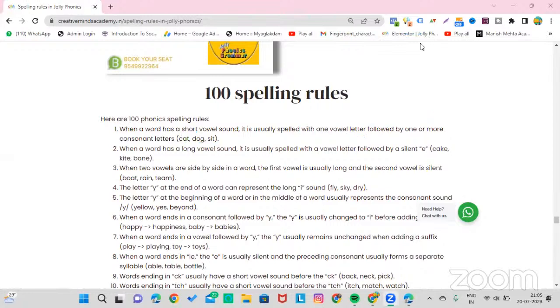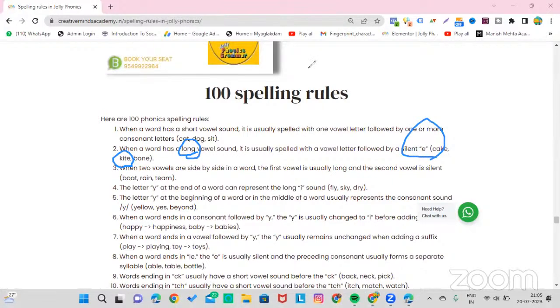When a word has a long vowel sound, it is usually spelled with a vowel letter followed by a silent E. We have done this as magic E, where we know that kit becomes kite. So the short sound will change into the long sound if you have a silent E at the end. Okay.